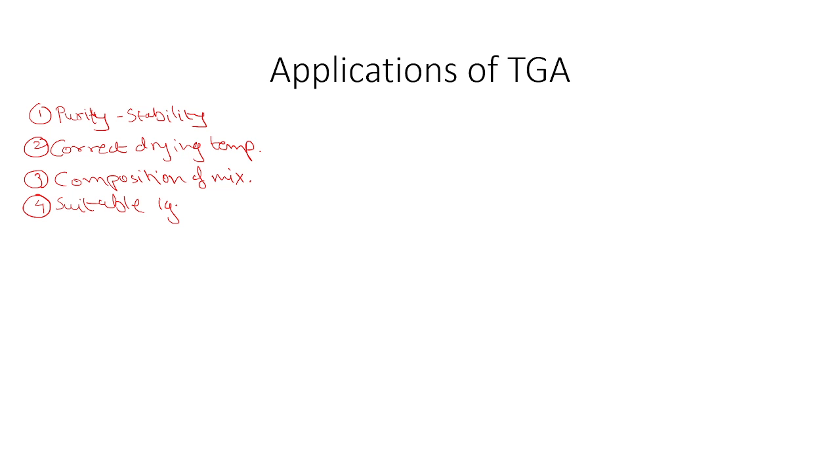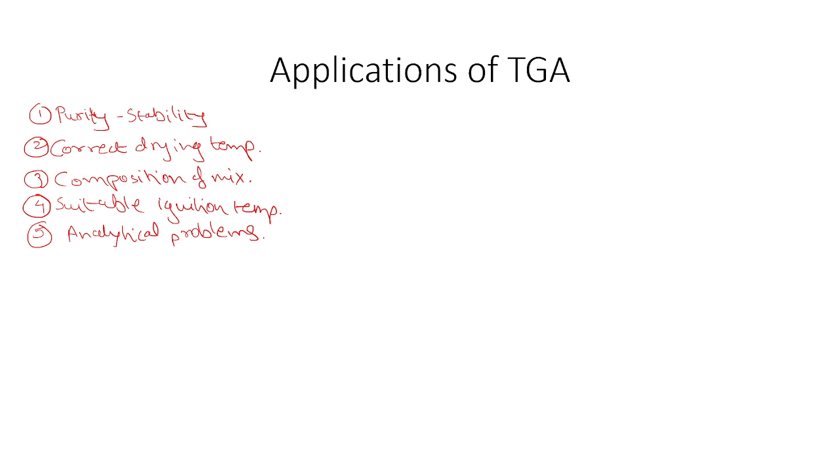Then suitable ignition temperature. What is ignition temperature? Ignition temperature means the temperature at which oxidation takes place. Actually, burning is oxidation. When a substance burns, the chemical reaction which is taking place is an oxidation. So the temperature at which this oxidation starts is called the ignition temperature. And the last application is direct application to analytical problems, to solve the analytical problems.